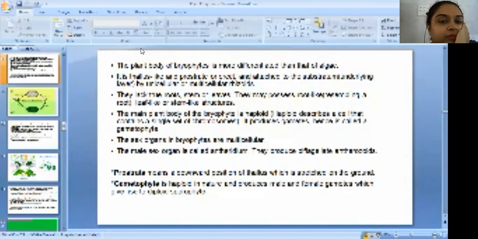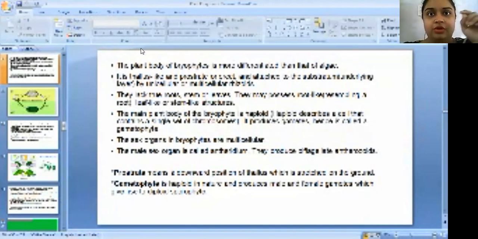Now, the plant body of bryophytes is haploid. Haploid means it has only one set of chromosomes, denoted by N. If there are two sets, it is denoted by 2N. It produces gametes, so it is known as the gametophyte. Sporophyte, gametophyte. Is that clear?